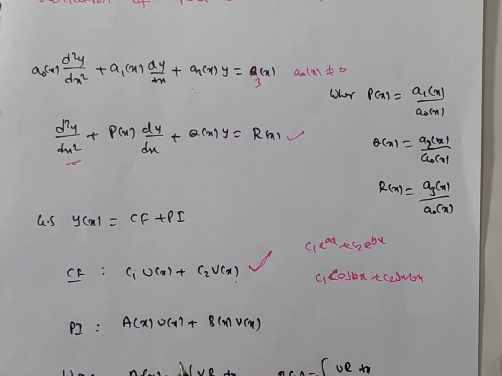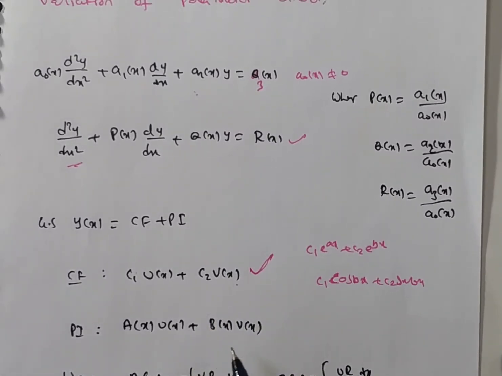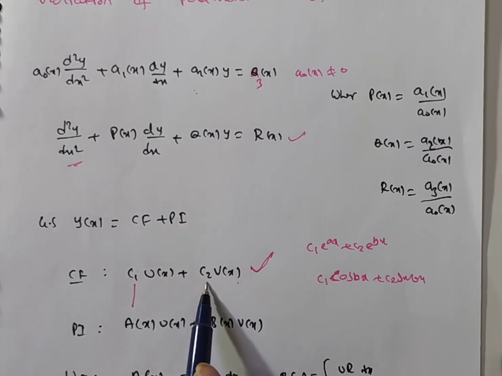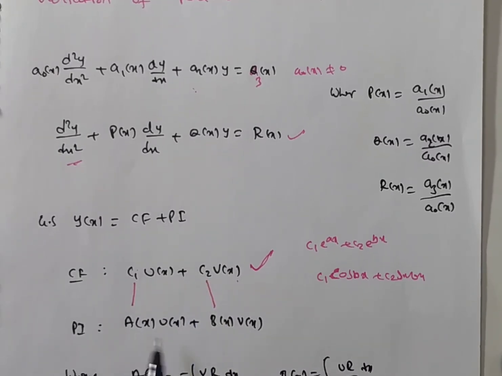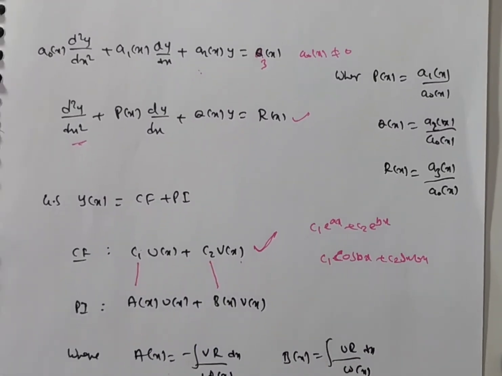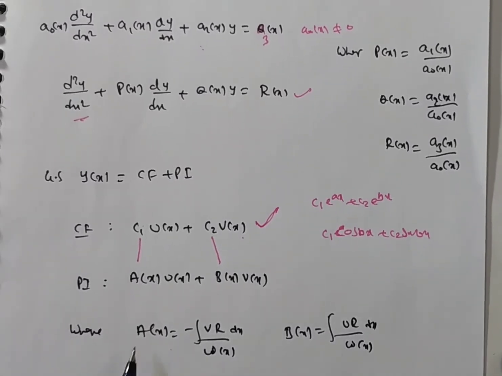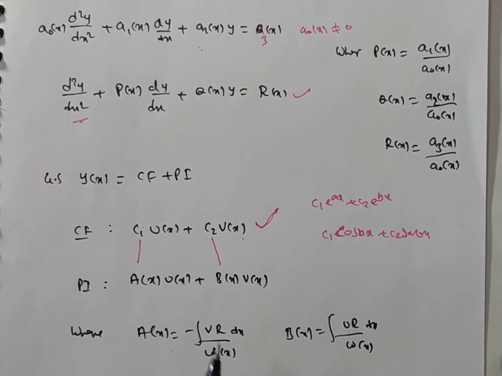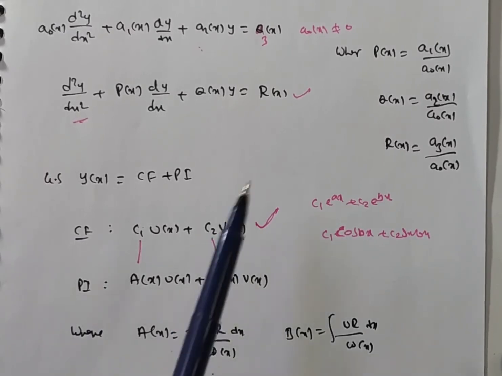Now we have to find the particular integral. How can we find it? Replace c1 by a and c2 by b. Now we have to find a of x and b of x. That's it. How can you find a of x and b of x? We have a of x is equal to minus v r dx by w of x. V means this is the v, and r of x is what you have here.